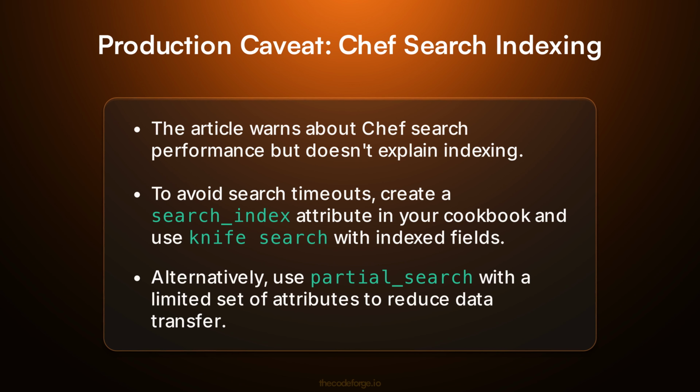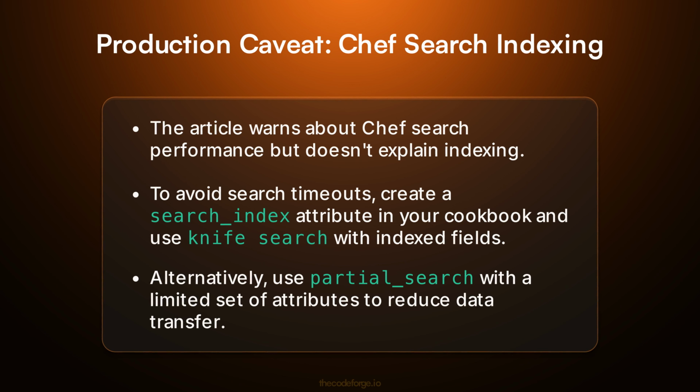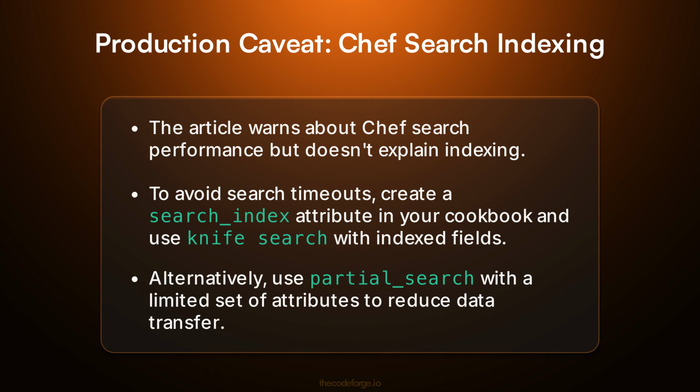The article warns about Chef search performance, but doesn't explain indexing. To avoid search timeouts, create a search index attribute in your cookbook and use knife search with indexed fields. Alternatively, use partial search with a limited set of attributes to reduce data transfer.